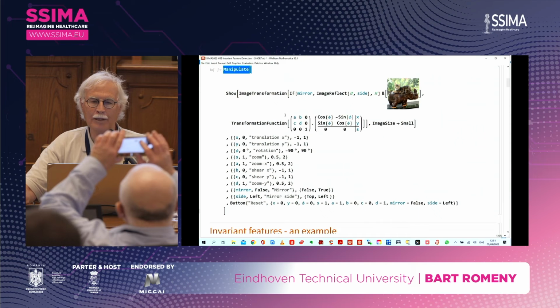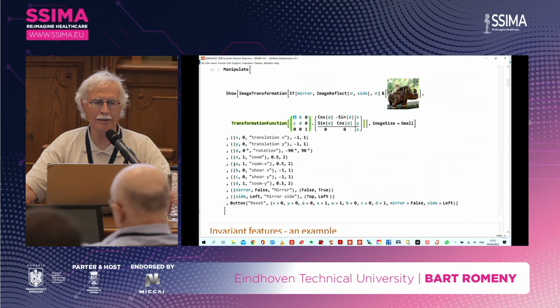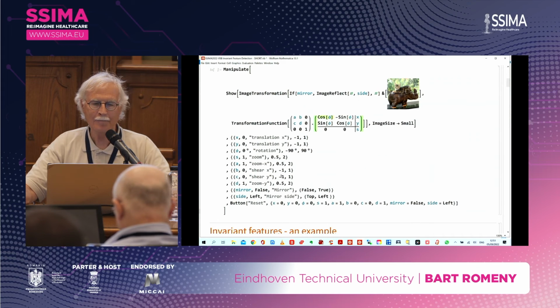So if I manipulate the A, and here you see I can manipulate the A from 1 to a zoom factor. I start in point 2, from 1 to 2. I can also manipulate the B and the C and the D. I can manipulate the phi. I can manipulate the X and the Y and the S. And you see all these are in an extremely simple formula. And I do it on this image.